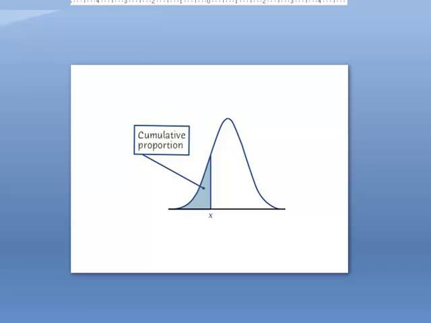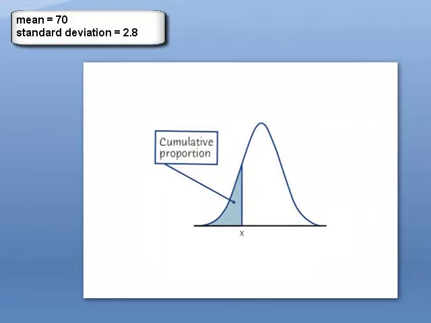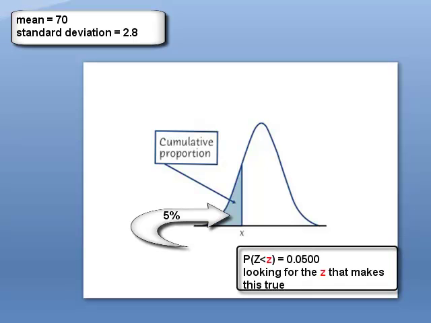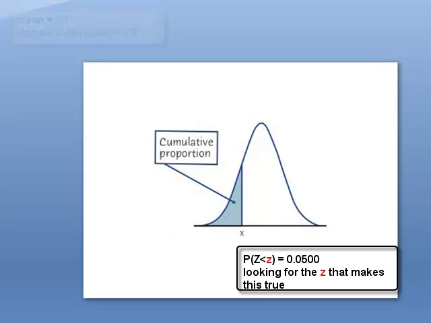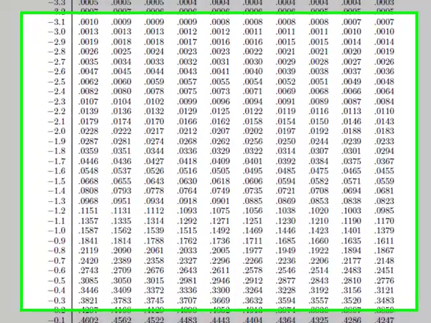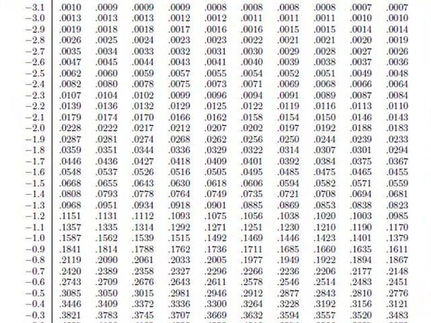So let's take another look at an example. We're in the same distribution where the mean is 70 and the standard deviation is 2.8. How tall must a man be to be in the lower 5% for men aged 18 to 24? So what that means is we're looking for the standardized score that goes with 0.05, 5%. Well, when we go to our chart and we try to look up 0.0500, we don't find it.